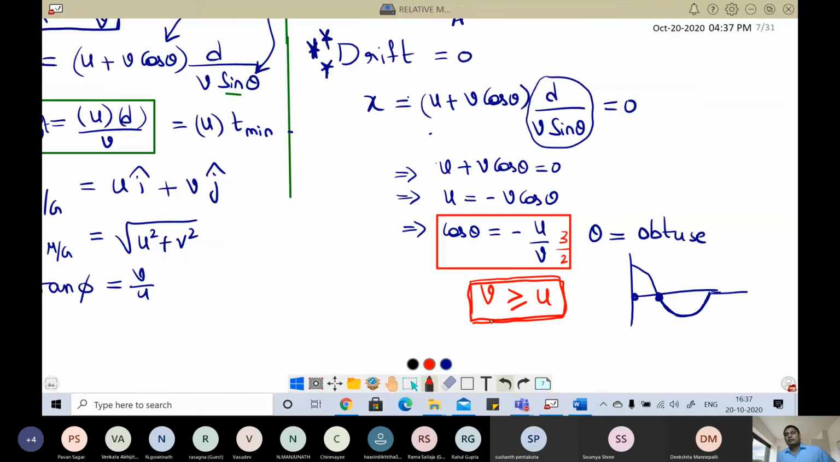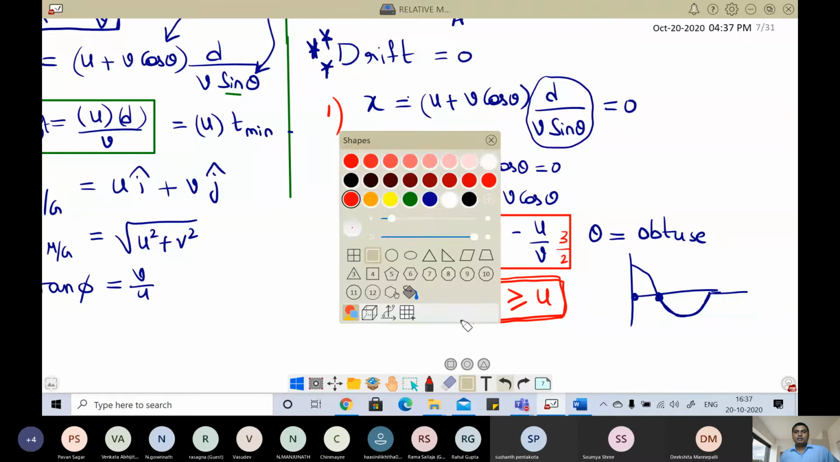So this is a very, very important point. What is that point? The man's effort should always be greater than the river velocity. This is the first and foremost point in this case. So the first point we have seen. Now, next point.